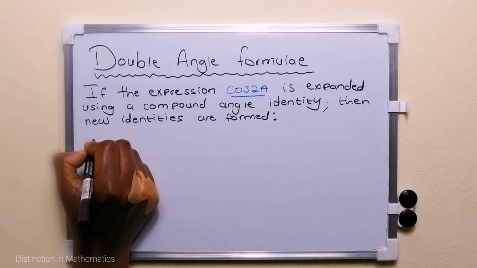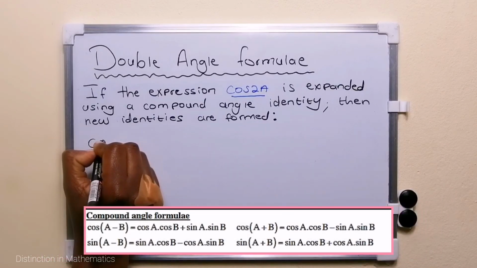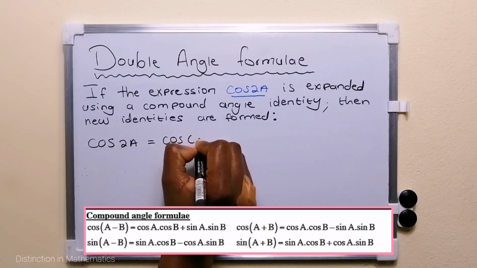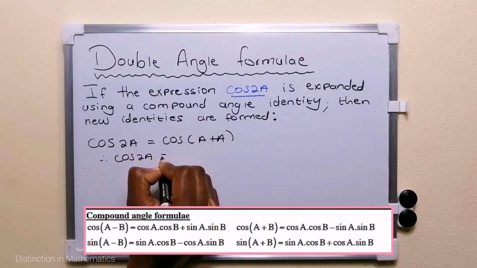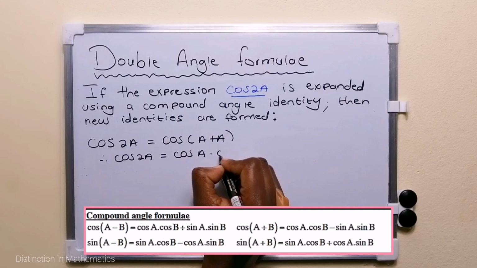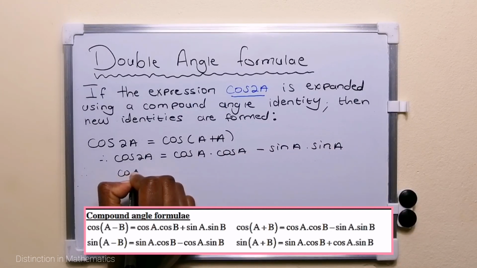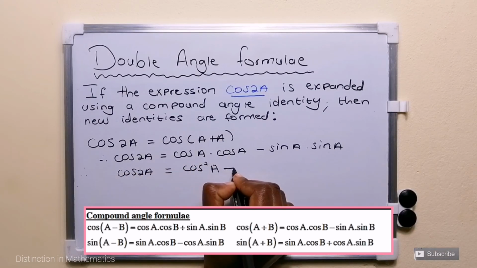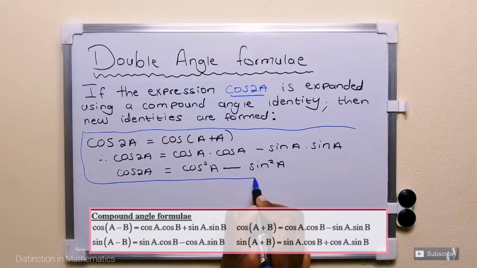Alright, so when we look at a double angle formula for cos 2a, if the expression cos 2a is expanded using a compound angle identity, then new identities are formed. So cos 2a, which is also the same as cos a plus a, according to the compound angle formula for cos, can be expanded as cos a cos a minus sine a sine a. Cos a times cos a will give you cos squared a minus sine a times sine a will give you sine squared a. And that is one of the new identities for cos 2a.